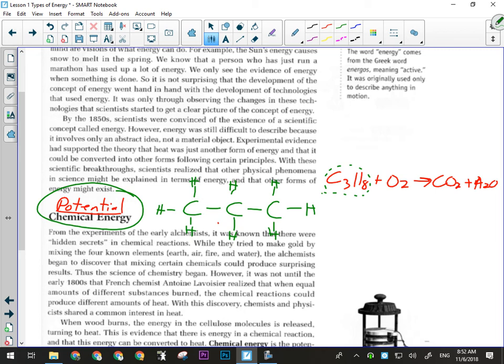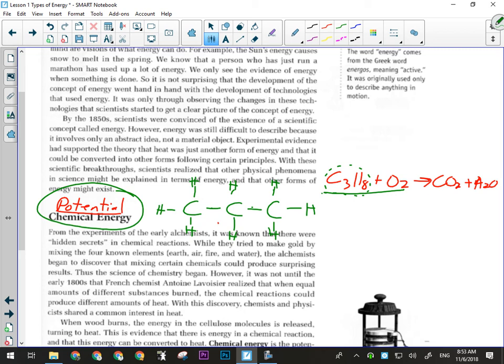Everywhere you see one of these little lines, between carbons, between carbon and hydrogen, that's a chemical bond. Breaking those releases energy. And that's what we do when we burn propane. We break those bonds using this reaction. We react propane with oxygen, and in the process, we shatter every last one of these chemical bonds.